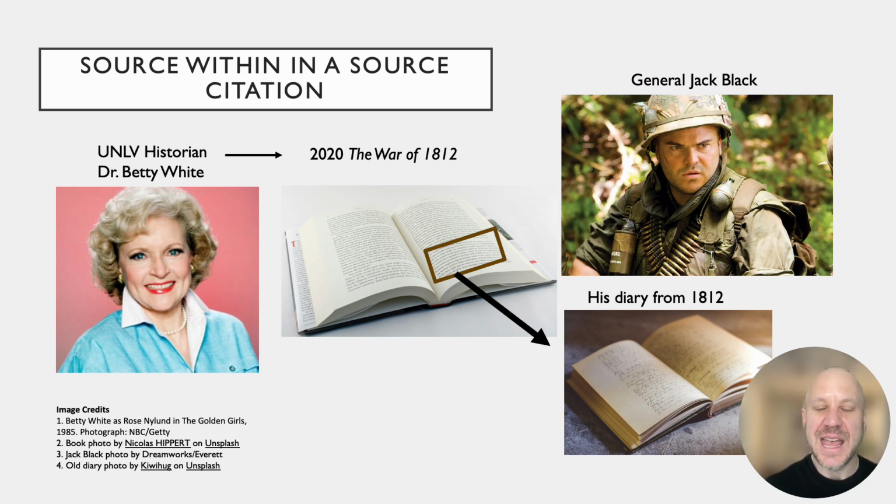Well, you're reading the book, and you come across an excerpt in the book, an extended quote, a long quote. And that quote, that's the little rectangle with the arrow pointing towards the diary, comes from General Jack Black's 1812 diary. So the diary of General Jack Black, who's writing on a cold, miserable morning, and he's talking about the state of his troops on the eve of a great battle. And that diary entry is a primary source of information, right? It's a first-hand account of what's going on during the War of 1812.